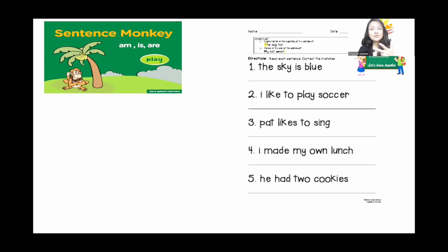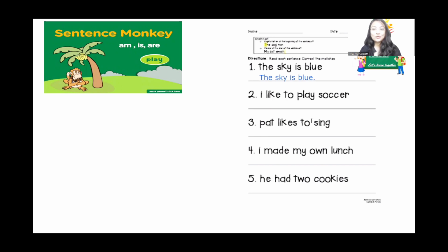Sense is also there. But is there a capital letter at the beginning of the sentence? No. So we should write the first letter capital. And is there a punctuation mark at the end? No. So we should add a punctuation mark. So our complete sentence would be like this. T should be capital. So, The sky is blue and period. Now our sentence is complete.